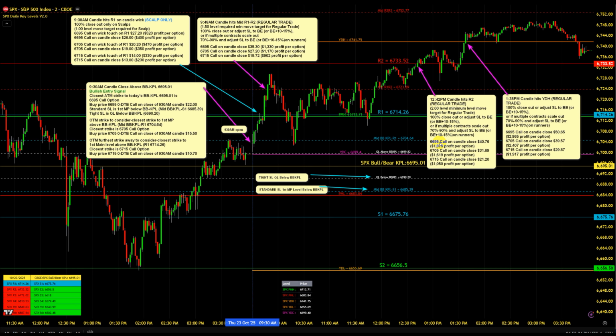The 66.95 call on the candle close is $40.76, so that's $1,876 profit per option. The 67.05 call on the candle close, $31.69, so that's $1,619 profit per option. The 67.15 call on the candle close is $21.20, so that is $1,050 profit per option on that particular one.